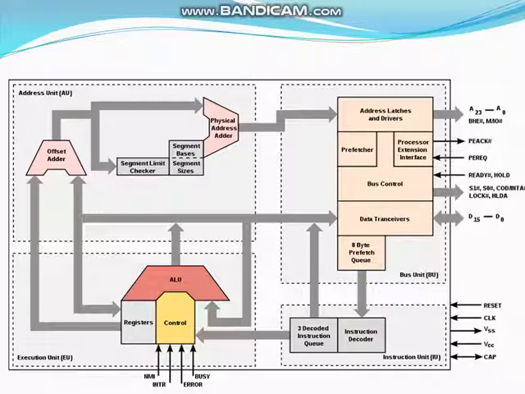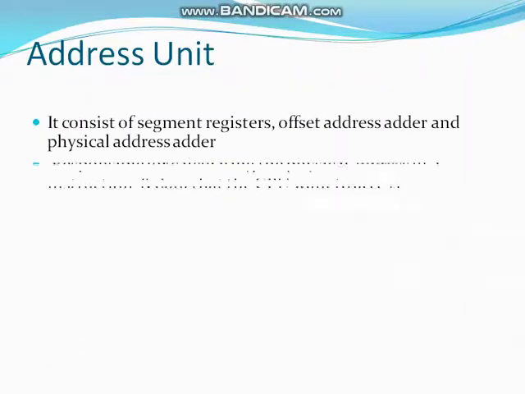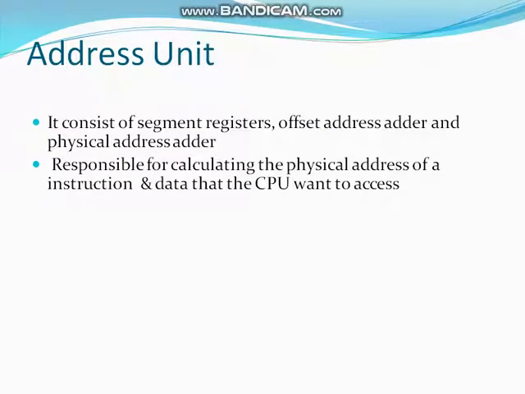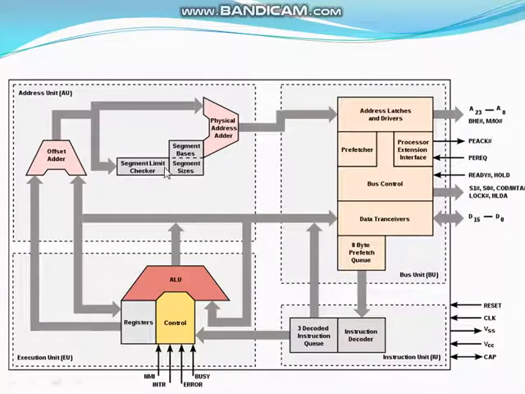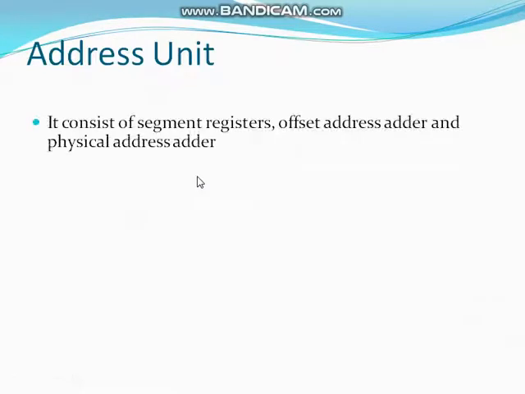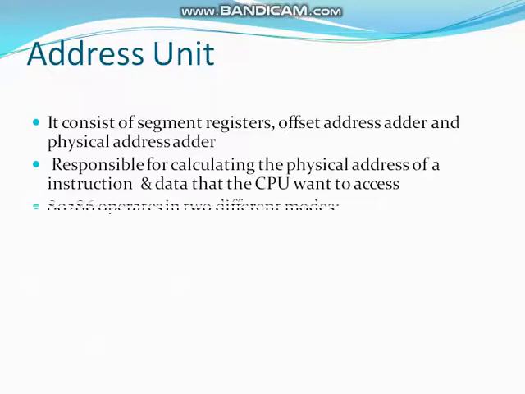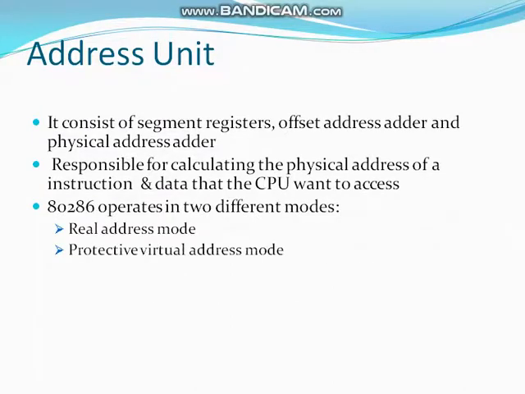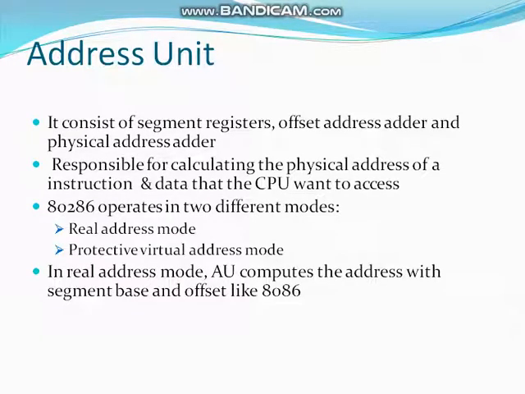First unit is the address unit. The address unit consists of the segment register, offset adder, and physical address adder. The basic function of the address unit is calculating the physical address of either the instruction or data that the CPU wants to access.